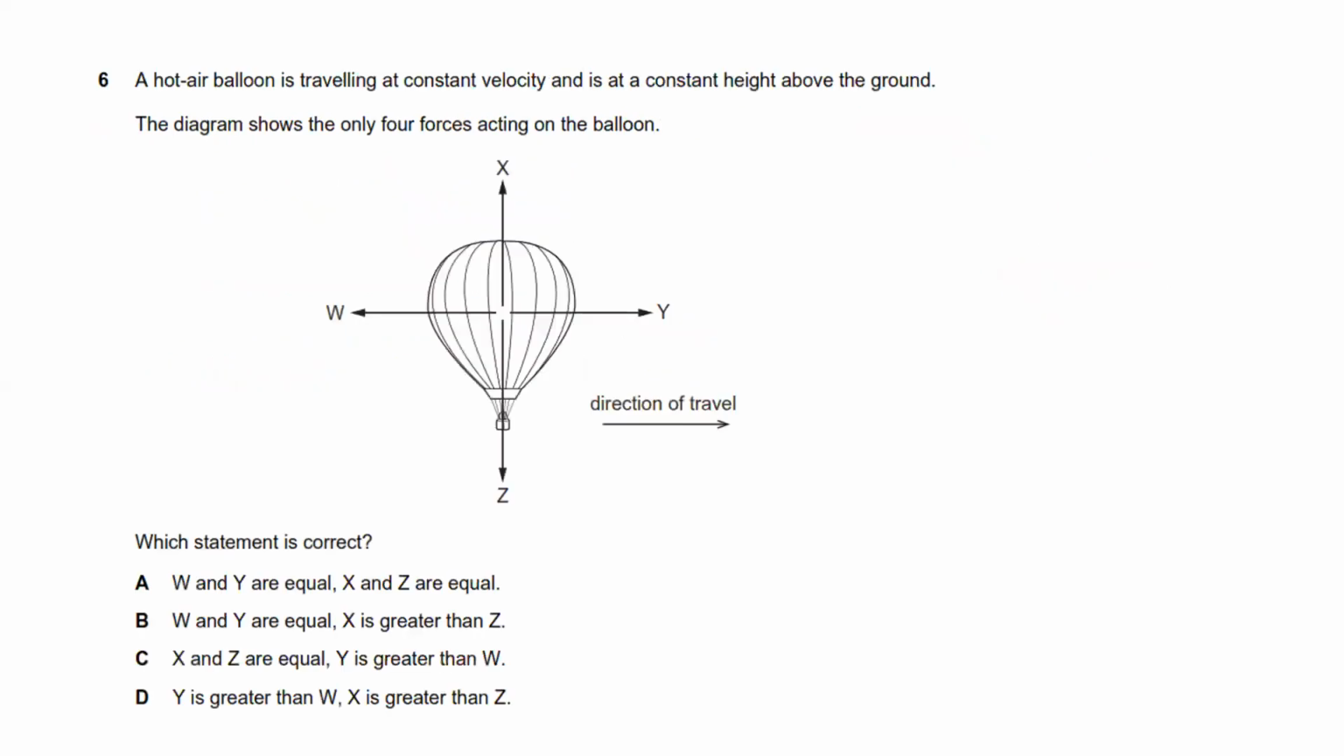Then next question, question 6, it says a hot air balloon is traveling at constant velocity and is at constant height above the ground.